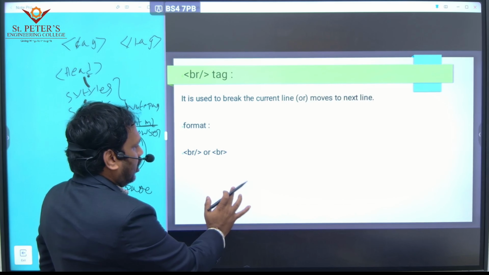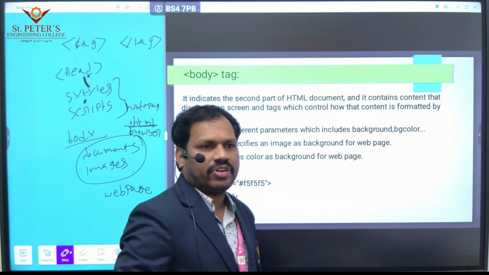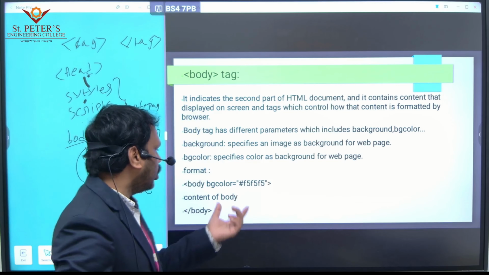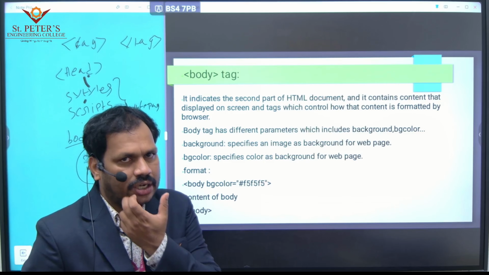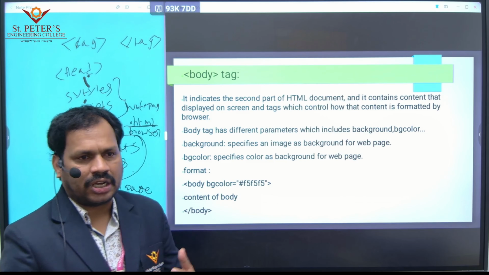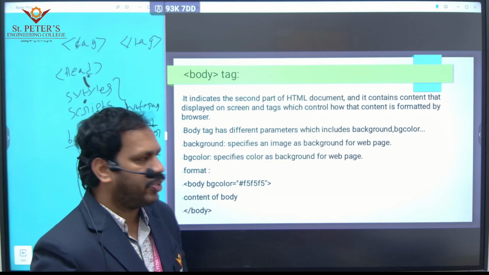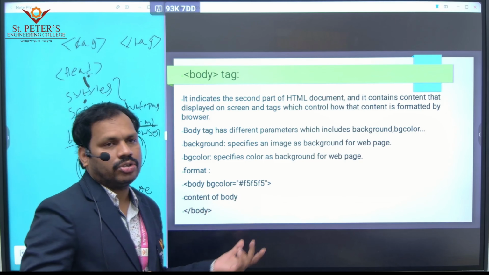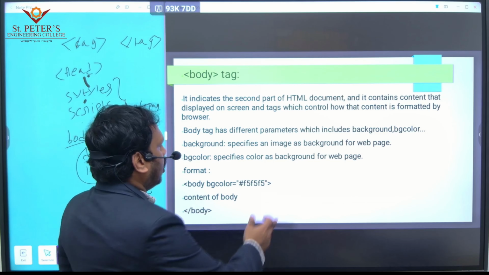And here is the color value. So we are going to specify this color code. And in the content of the body, we are going to specify the content so that we can display whatever we want with the color. This color comes as the background of the web page, and whatever content we specify inside the body is going to be displayed on the web page.